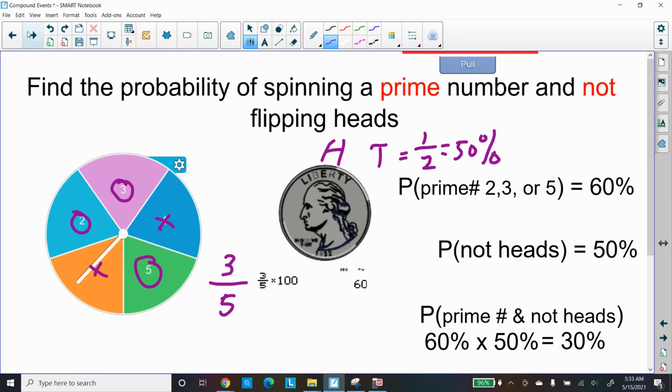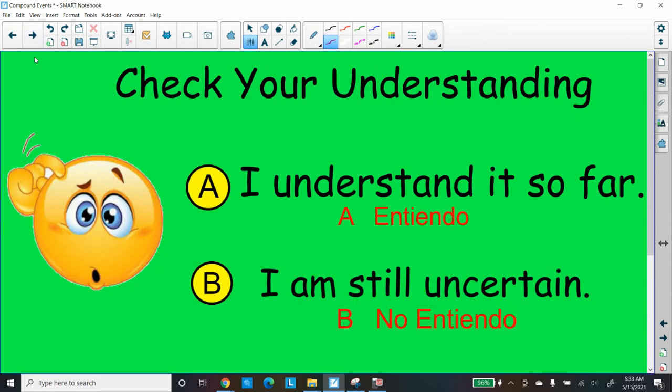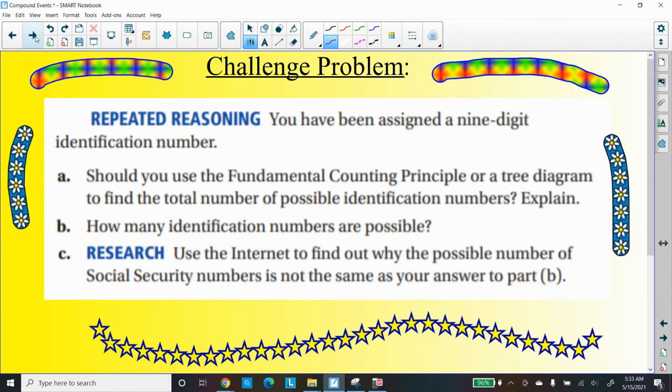Okay, this is getting good. So I hope you're understanding what's going on. If you're not sure, rewatch the video. Bring in your questions to class because probability is a lot of fun when you understand what's going on. I have a challenge problem for you to do a little research. So here's my challenge problem, some reasoning.